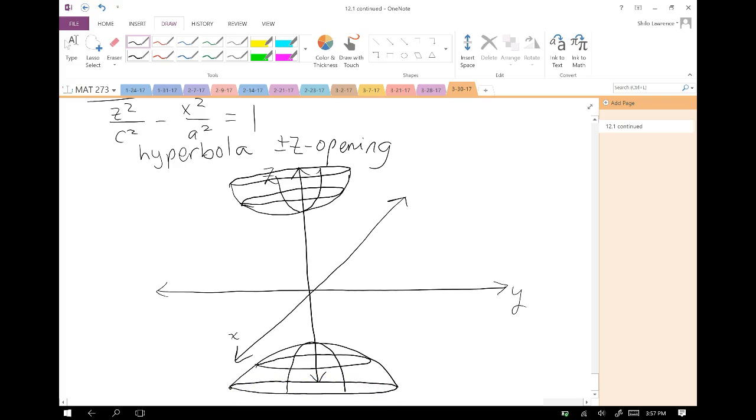So we see this is called a hyperboloid of two sheets because our traces are again ellipses and hyperbolas, but because both of those sets of hyperbolas are opening in the z direction, they don't end up connecting, and we end up with two completely separate surfaces. So it's a hyperboloid of two sheets.